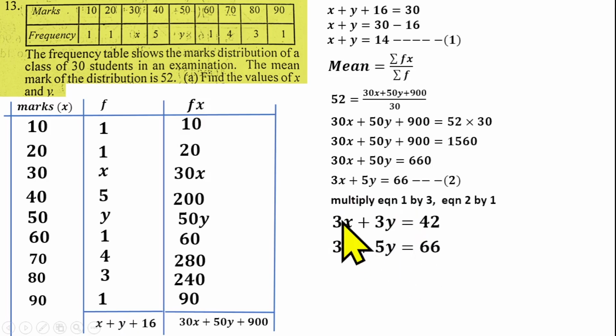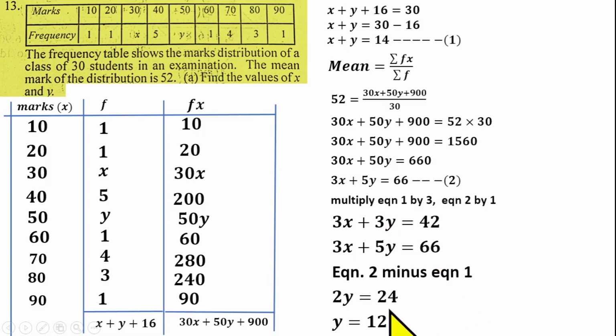Now, to eliminate x, we need to subtract. So 3x minus 3x gives us 0. 5y minus 3y gives us 2y. Then 66 minus 42 gives us 24. Divide both sides by 2, and y will be equal to 12.